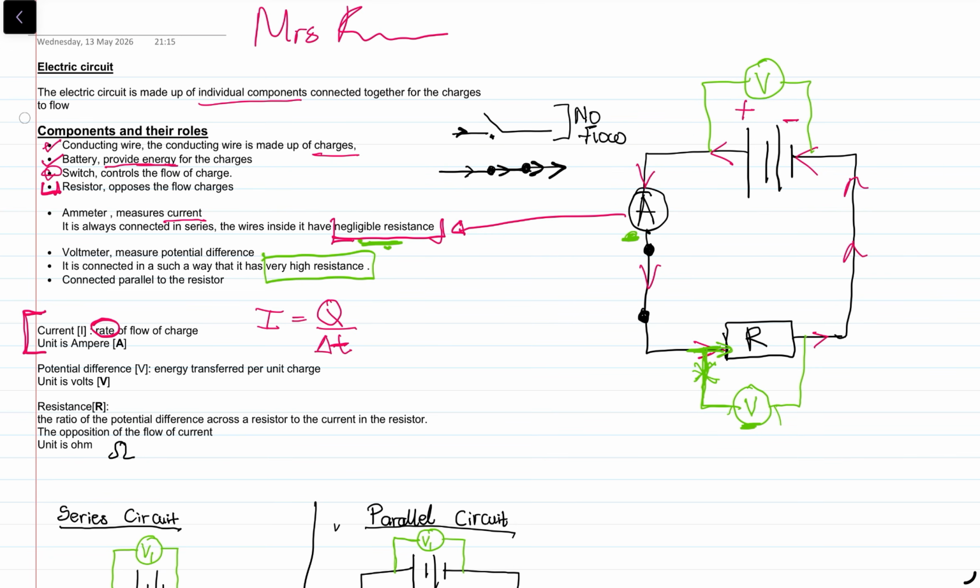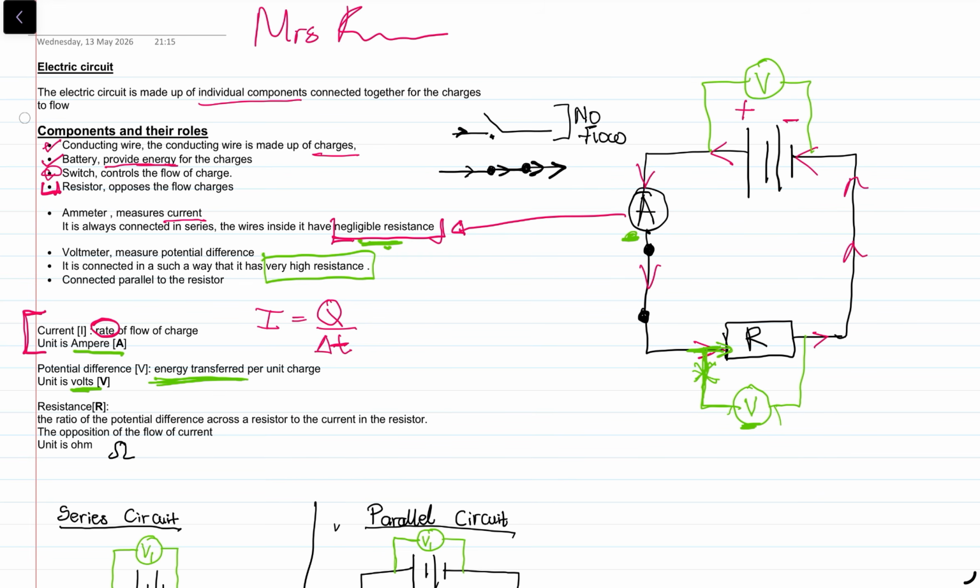The potential difference. What is the potential difference? Potential difference is the energy transferred by the battery per unit positive charge. Energy transferred by the battery, meaning that we are measuring the energy given to each charge for it to start running around here, provided by the battery. So what is the unit for potential difference? It is measured in volts, which is V. And with current, it's amperes, which is A.